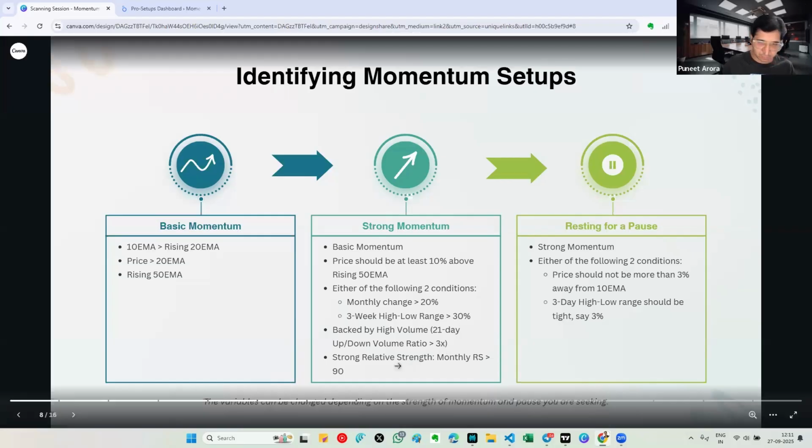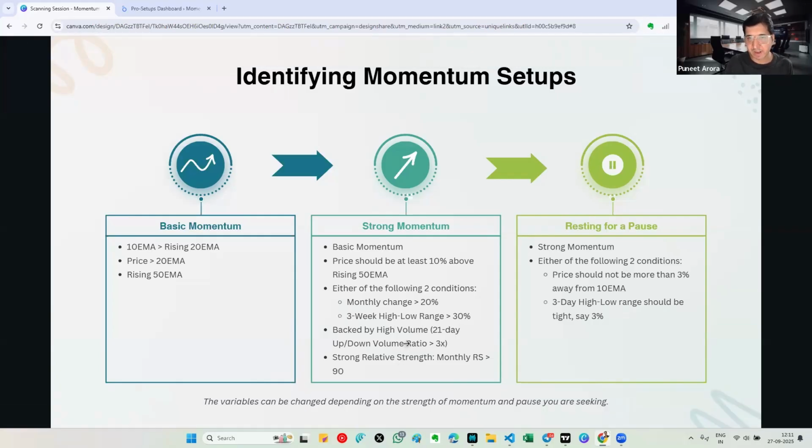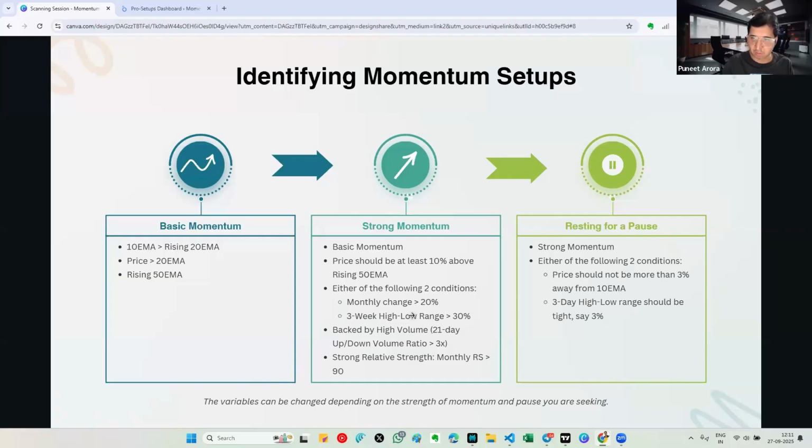Now, we are not just looking for absolute momentum. We want a stock to come in our watch list when it has relative momentum also. When we say the word relative, we are essentially comparing a particular stock with the other listed stocks also. So the relative momentum should also be present in addition to the absolute price momentum. For that, we can keep a relative strength of at least 90 over 1 month period. So the monthly RS should be more than 90. So these two steps will give us the stocks that are in strong momentum.